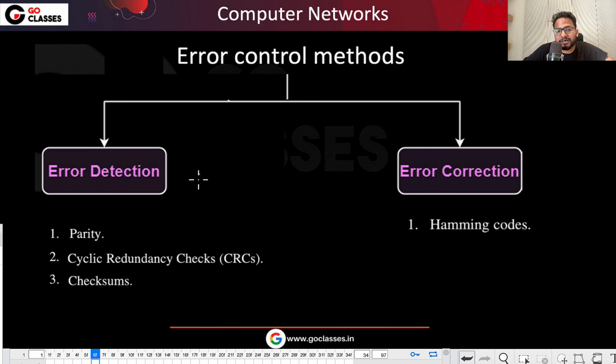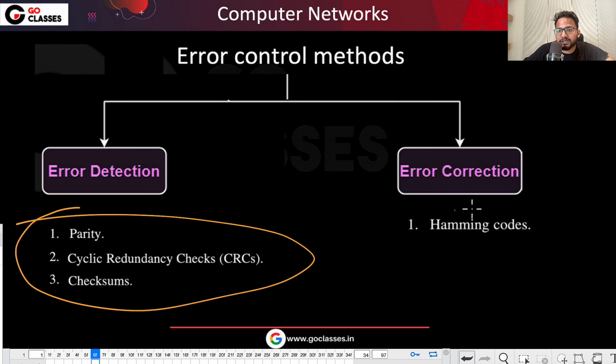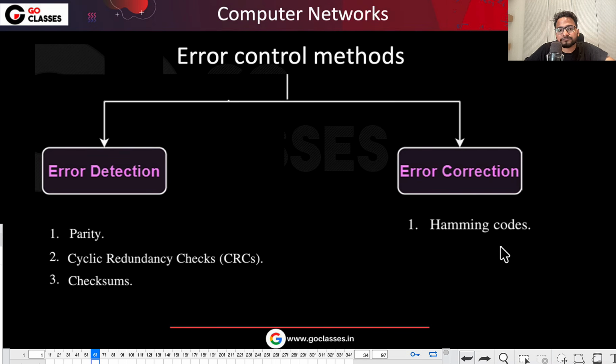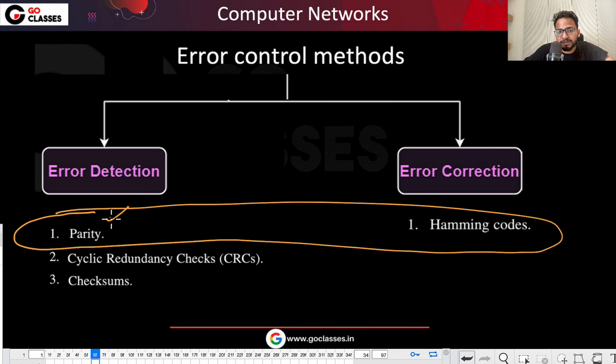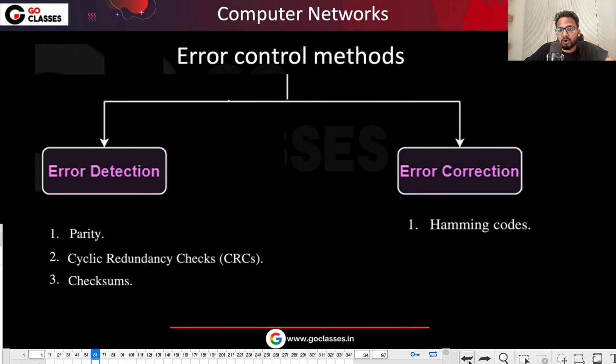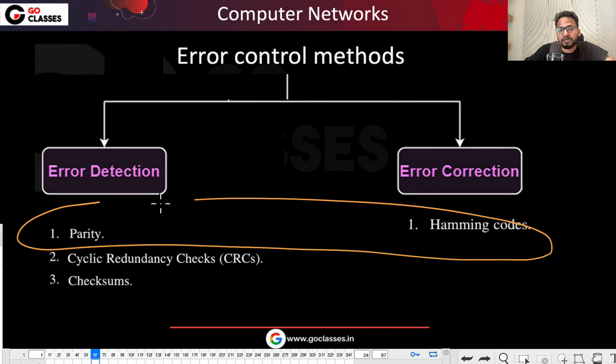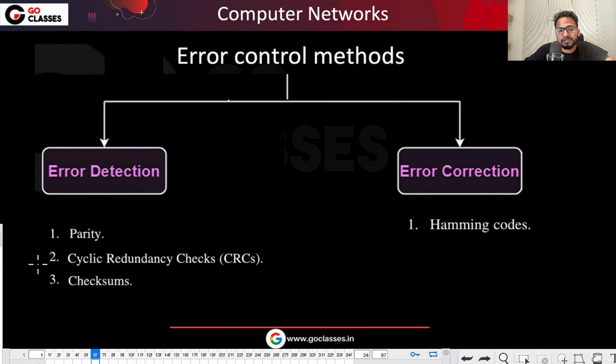In error detection there are 2-3 methods. In error correction there is just one method which is in the syllabus, Hamming codes. The way we will study is this: first we will study parity bits and how to detect the error. Then we will go to the Hamming code, and I will tell you how to correct the error using Hamming codes. Then we will study CRC, and then we will study checksum.